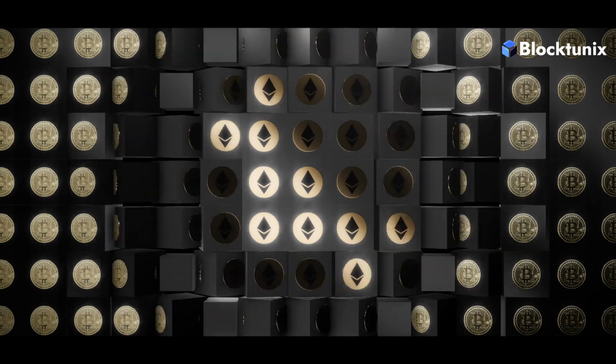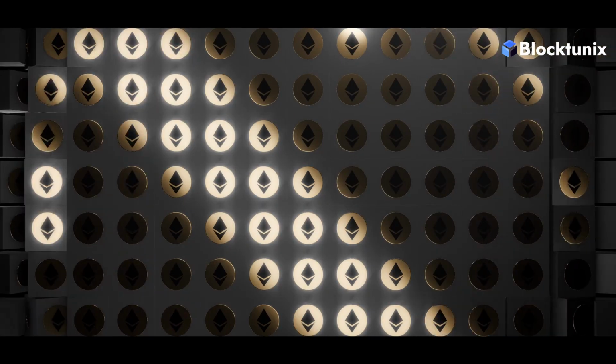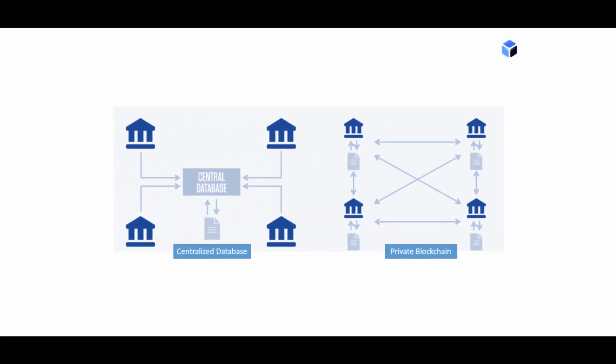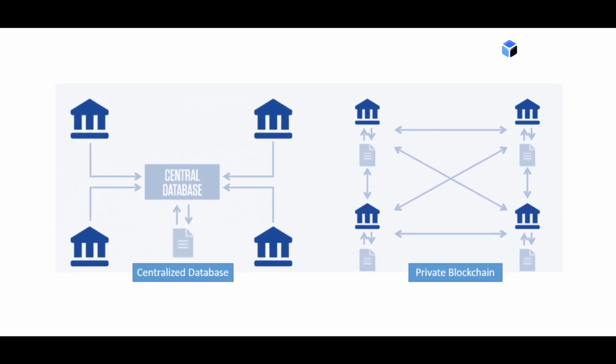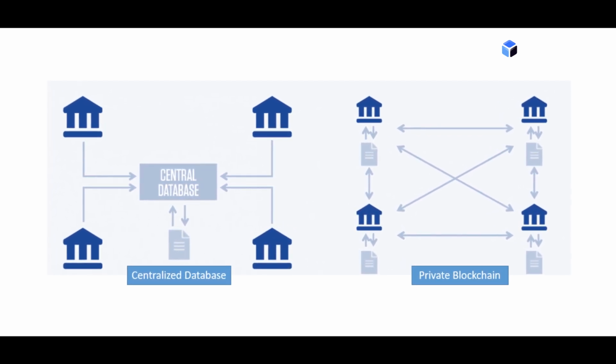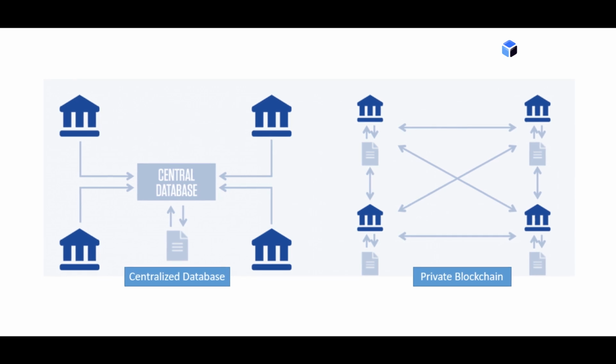Unlike public blockchains like Bitcoin or Ethereum, a private blockchain is a closed network where only specific participants can access and validate transactions. This setup offers enhanced security, privacy, and control, making it ideal for businesses and organizations.